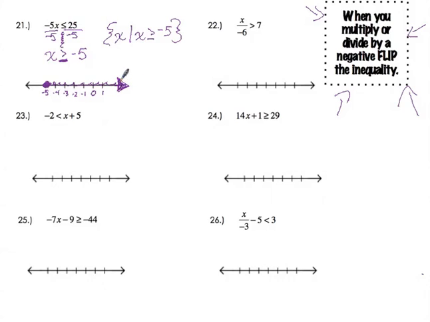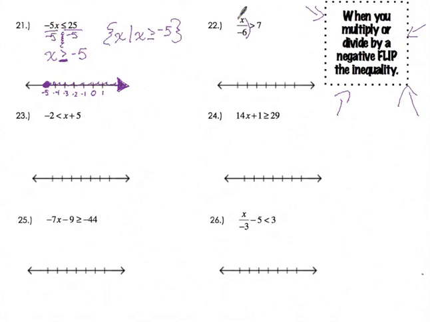You guys are doing awesome. We only have 5 more to go. Number 22. I have x divided by a negative 6 is greater than 7. How is that negative 6 talking to the x? That's right, it's division. And how do I break that apart? I need to multiply. Great job.